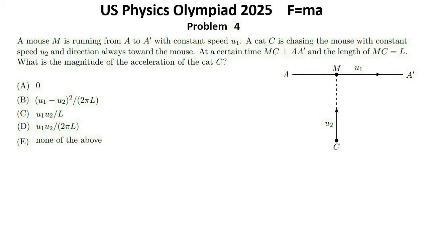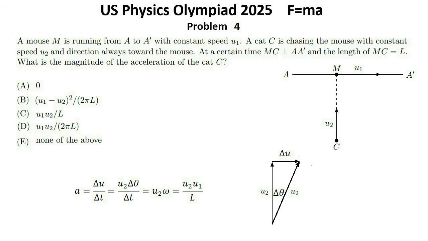For small angles delta theta we have the next diagram. On this diagram, acceleration A equals delta u over delta t. But delta u equals u2 delta theta. And delta theta over delta t is the angular speed omega of point M around point C, which is just u1 over big L. Finally we have acceleration A equals u2 u1 over L, which is answer C. That was the solution for problem 4.